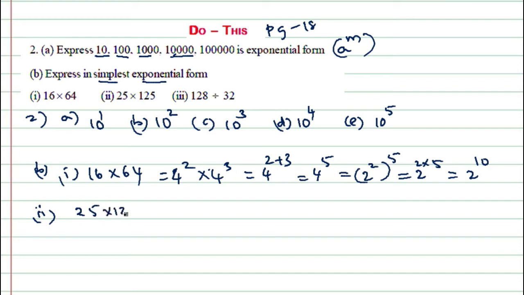25 into 125. So 25 you should write as 5 square, and 125 you should write as 5 cube. If bases are equal, we should add the powers, that is 2 plus 3, which is equal to 5 power 5. It is the answer.